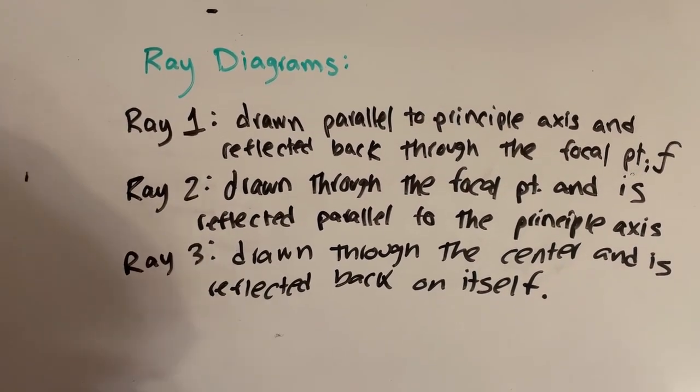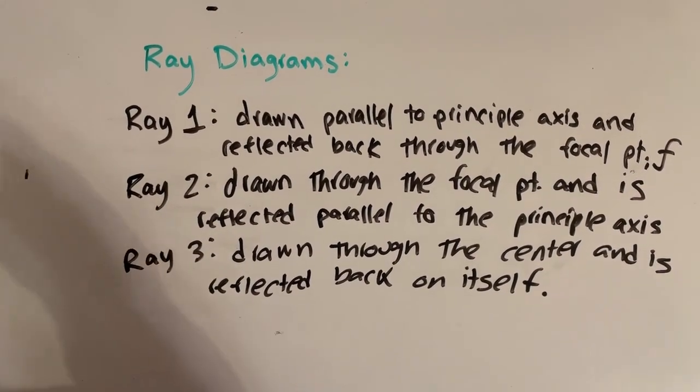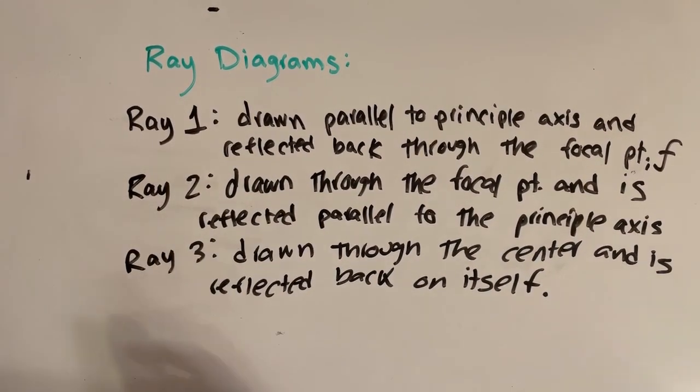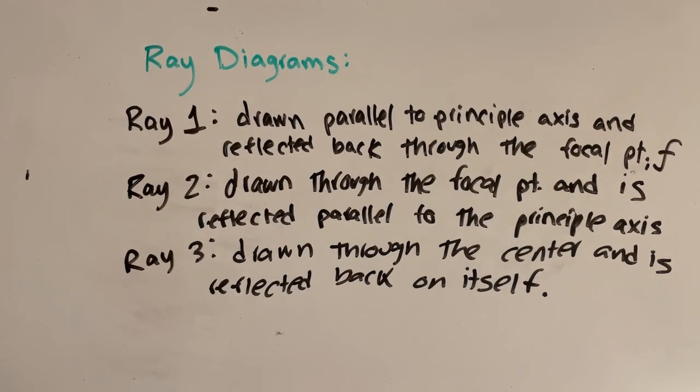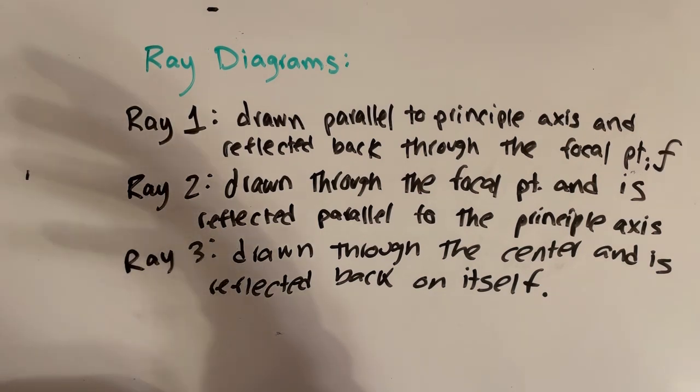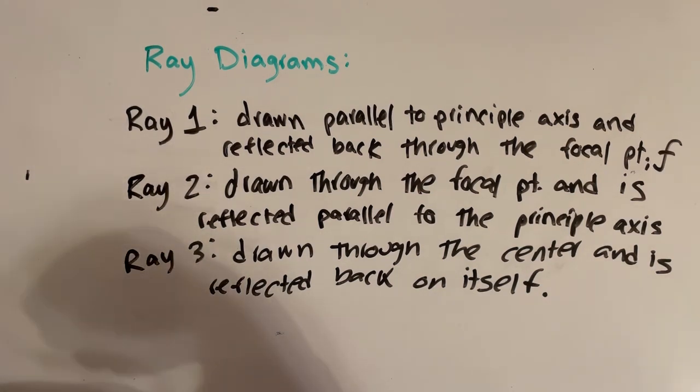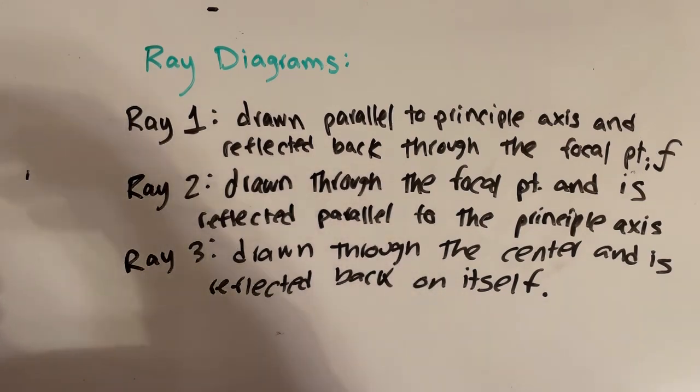So below I drew the three rays that we draw in a ray diagram. So the first one is going to be drawn parallel to the principal axis and is reflected back through the focal point. The second one is drawn through the focal point and is reflected parallel to the principal axis. And then the third one is drawn through the center and is reflected back upon itself. Now, using what we learned about ray diagrams, we're going to do a couple example ray diagrams to see how we can use this quick trick to figure out what the image is going to be from a certain mirror.